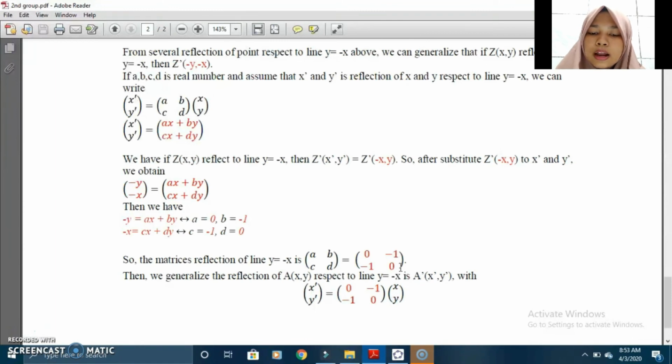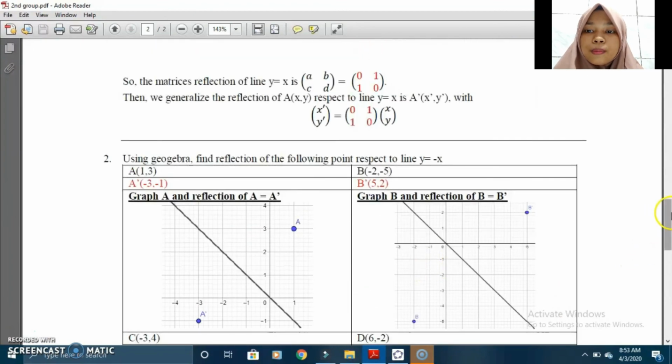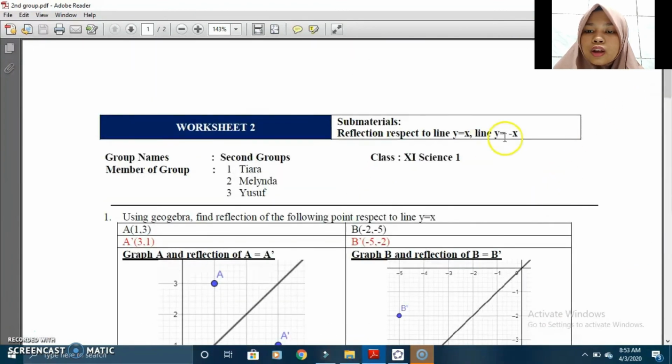Then we generalize: the reflection of A with coordinates (x, y) with respect to the line y equals minus x is A' with (x', y') that equals the multiplication of matrix (0, -1, -1, 0) and matrix (x, y). That's all for my discussion group. Thank you.